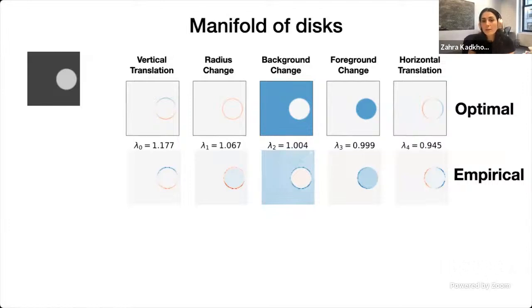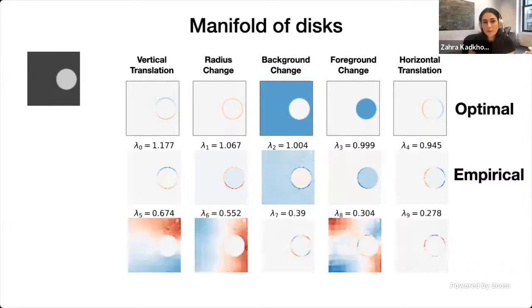Now let's look at the next 5 eigenvectors. These are the next 5 eigenvectors from the empirical basis. And as you can see, they're not arbitrary. We can clearly see harmonic or oscillating patterns along the contours of the disk and in the background regions. More importantly, the eigenvalues for these next 5 eigenvectors are not 0. They are positive and they're quite significant.